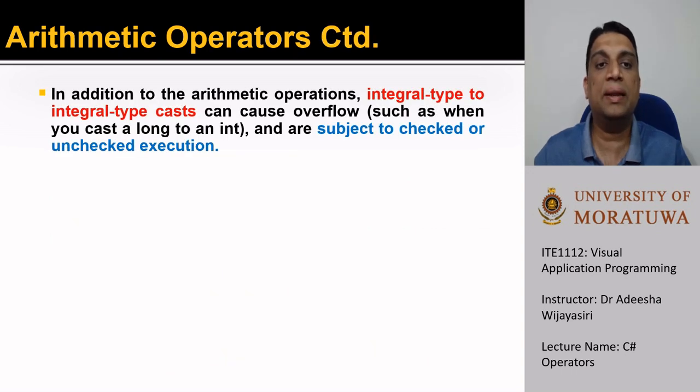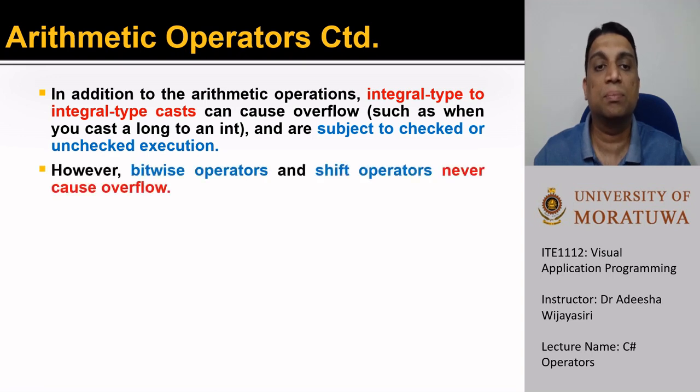Also, integral type casts can cause overflows as well. As an example, if you cast a long to an int, this may happen if the number is larger than int range. But bitwise operators and shift operators will not cause overflows.